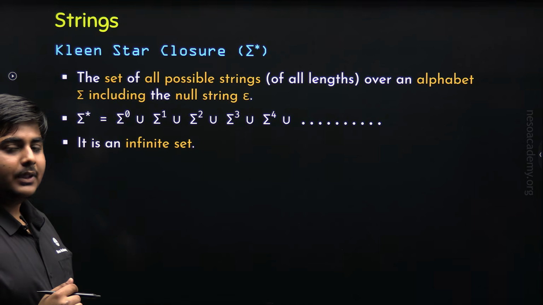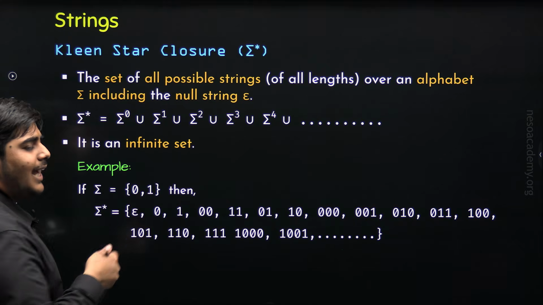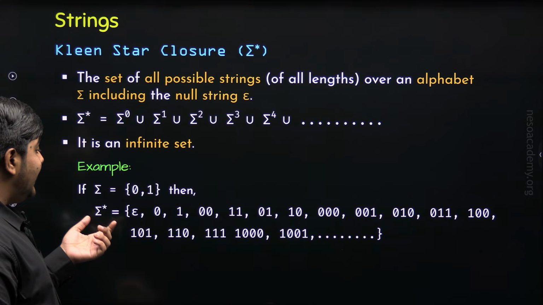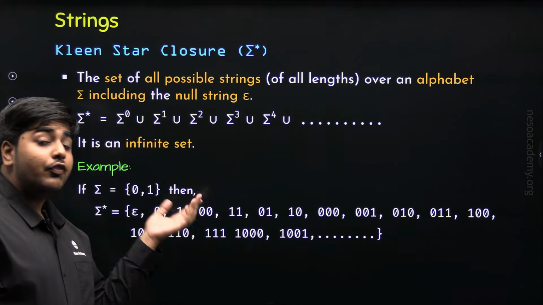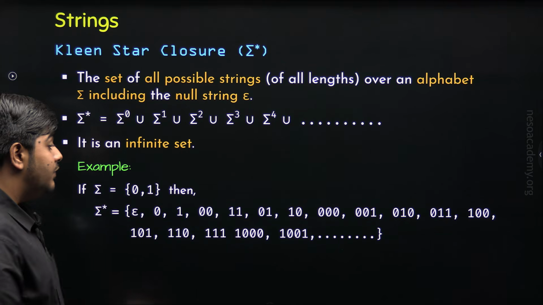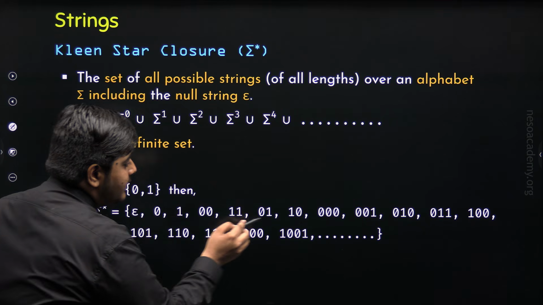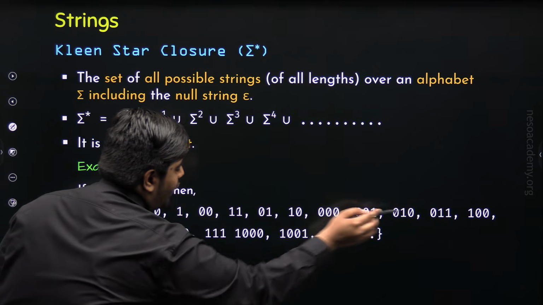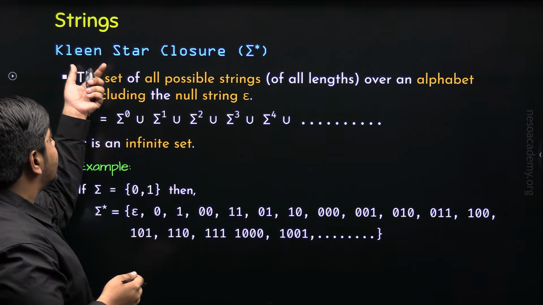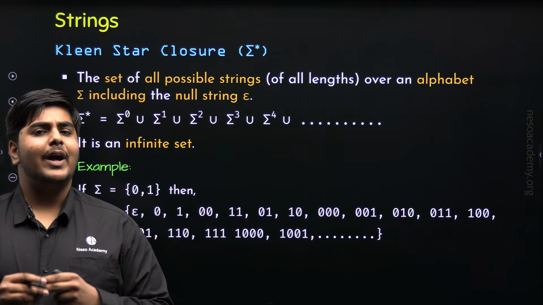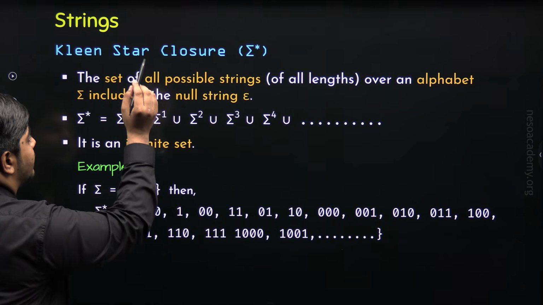Now let's take an example. Sigma is equal to {0, 1}. That is our binary alphabet. So Kleene star closure is equal to the set of all strings of all possible lengths. We have the strings of length 0, strings of length 1, strings of length 2, strings of length 3, length 4, and so on. So it will be the Kleene star closure. Now I hope that you have understood what is Kleene star closure.